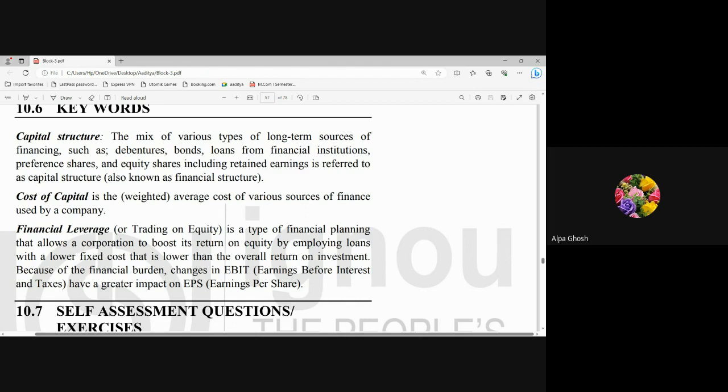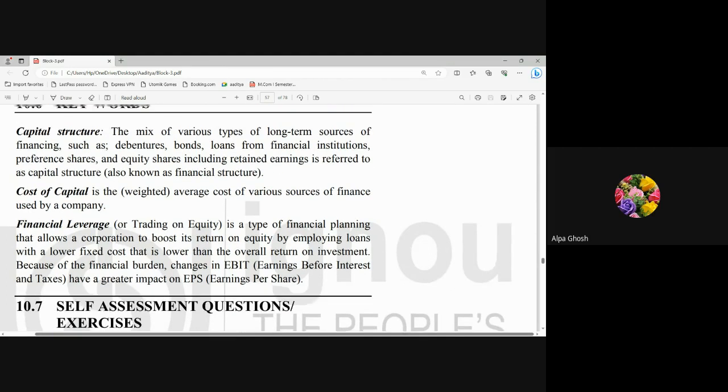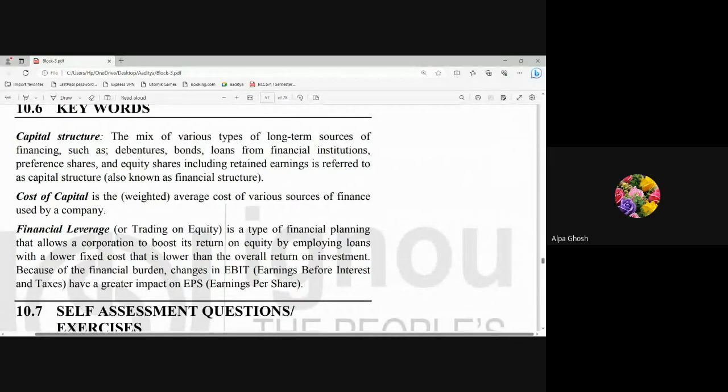Financial leverage is such a type of financial planning where we try to have more and more profits before interest and taxes, and then the impact is directly on the earnings per share, because the equity shareholders are benefited most. Trading on equity itself means that the equity shareholders are trading with the use of more and more debt in the business. So this is all about capital structure. Just read if you want to understand anything from these keywords. Then I will move to the last aspect, that is leverage.